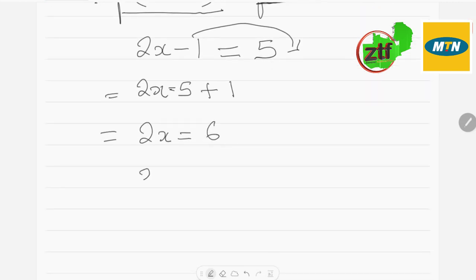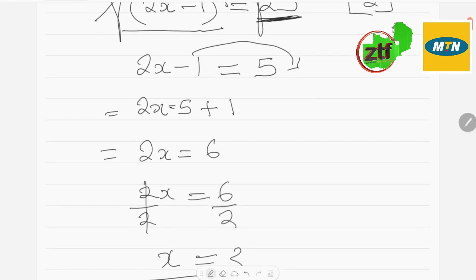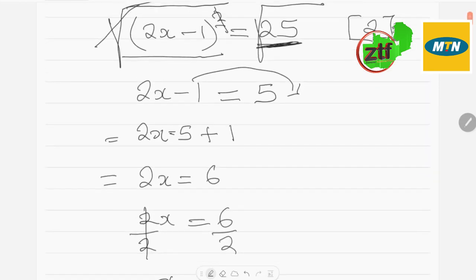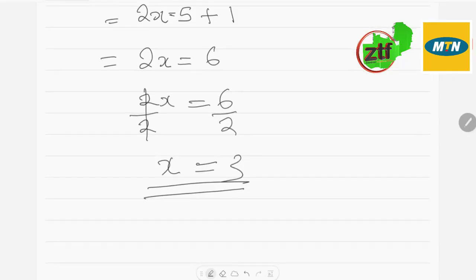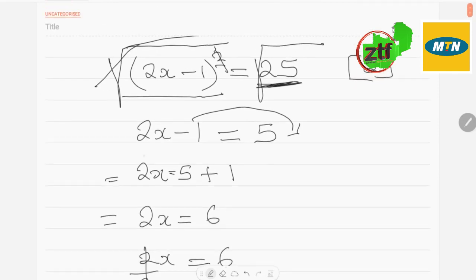Then 2x, when you divide throughout by 2, because we are solving for the unknown, our x is going to be 3. Is it true that when the value of x is 3, I'm going to have a balanced equation? Remember, if I substitute this 3 into the given equation, am I going to get 5?